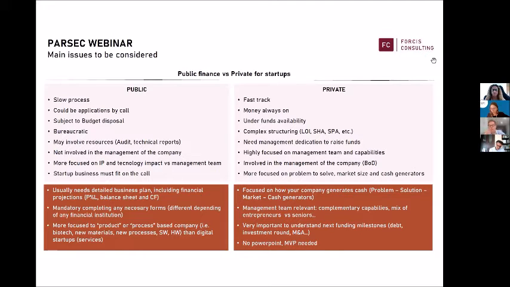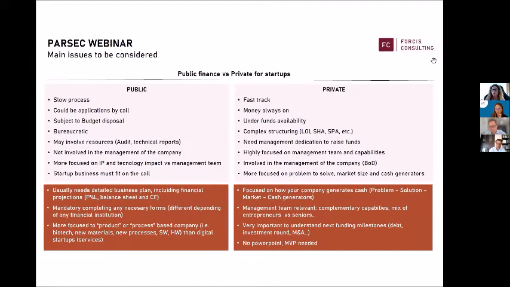From the side of private finance, they have a fast track. That is to say, it's very, very fast to understand. You check and you fit the interest of a private investor. Once they are operating in the market, the money is always on. It's not depending on a call. It's depending on the fund availability at every moment. It's not bureaucratic to apply. It's very simple. It's the classical business case or investor's deck, but the structure of the investment is complex.